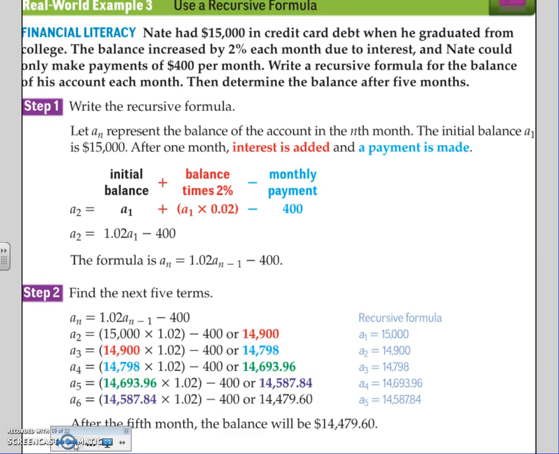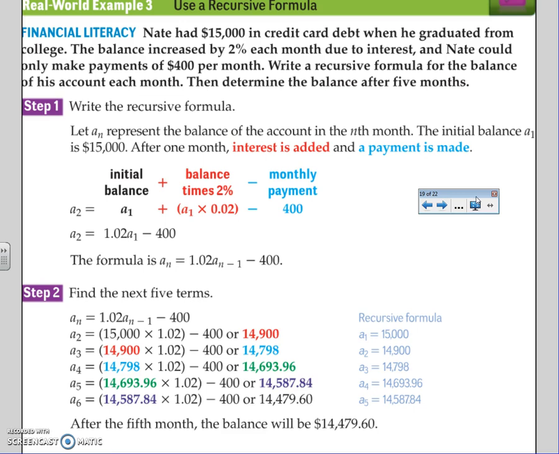Alright, here's a real world example. Use a recursive formula. Very big with loans. So Nate had a $15,000 loan. He has an interest rate of 2% each month. He pays $400 a month. Write the recursive formula for the balance. Determine what the balance is after 5 months. So you can read this, but it's initial balance plus balance times 2% minus his monthly payment. And once you have that new number, you're going to plug it in, see what the next month is, and just keep doing that. Because your new balance is what they charge you interest on, not the original.